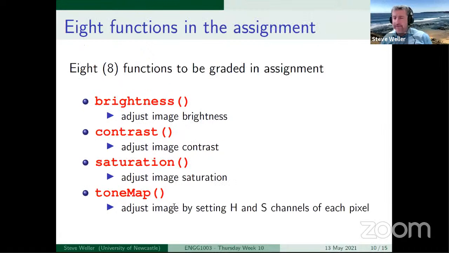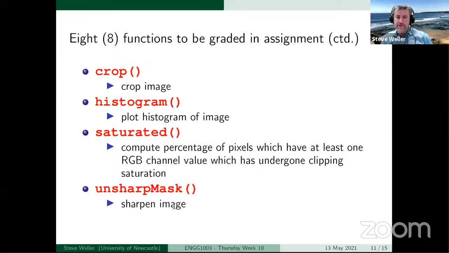You'll see there are 8 functions there. Just to cycle backwards between them on pages 10 and 11. The first 7 of them are worth 2 marks each. So your implementation of those functions is 2 marks each. The final function, unsharp mask, is only worth 1 mark.